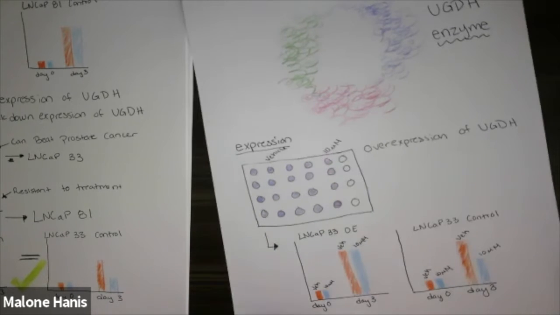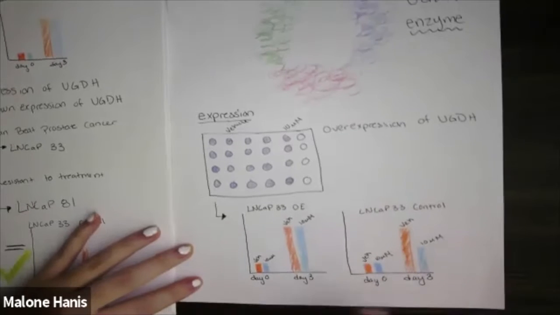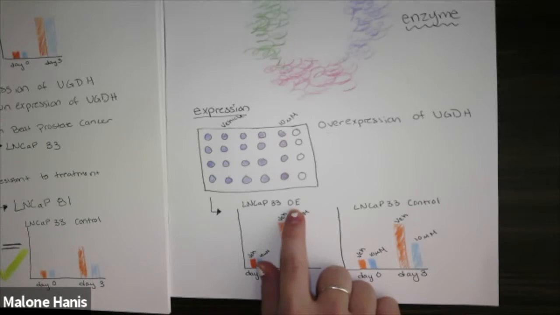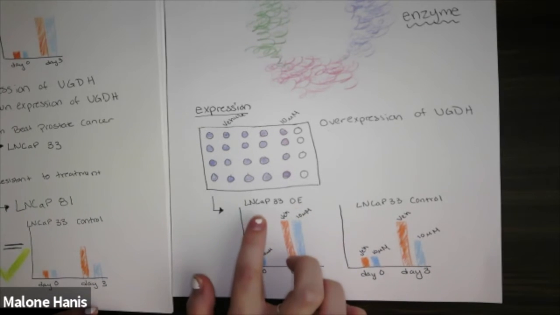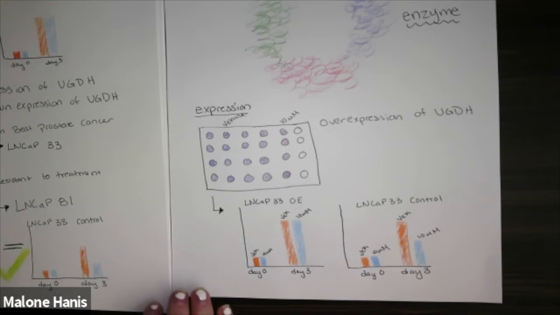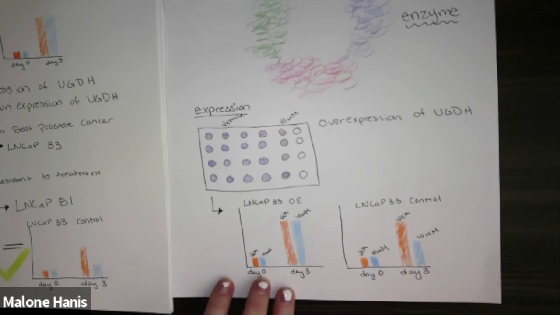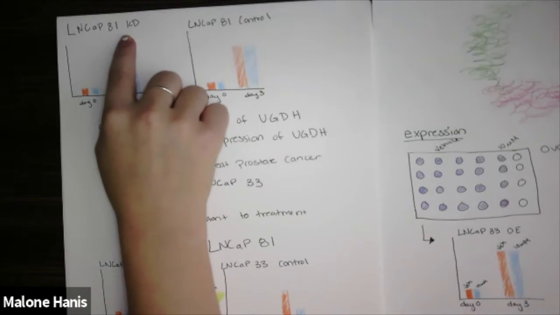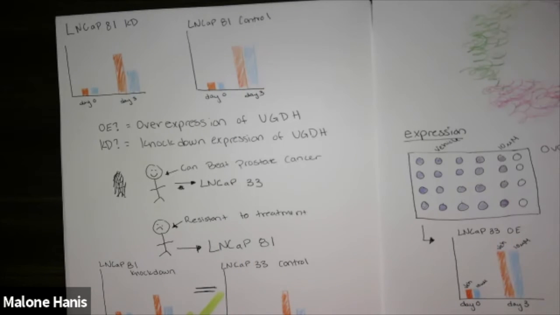respond to treatment again. And so here, if you see that this OE symbolizes the overexpression of UGDH, and when the 33s, which do respond to treatment, have overexpressed UGDH, then it's going to look exactly like the 81 cell line, which is resistant to treatment. But on the other hand, if you knock down the expression of UGDH in the 81 line, which is resistant, then it behaves similarly to the 33 line, which does respond to treatment.